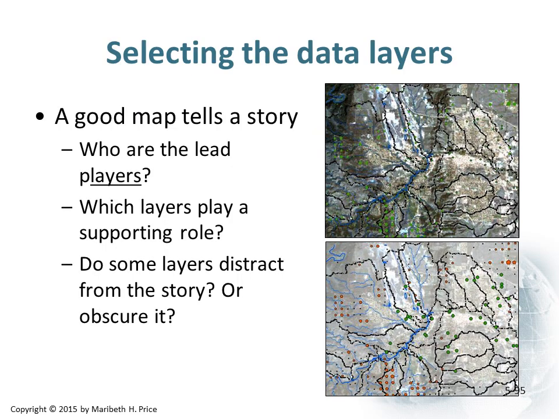Selecting, we already talked about that. Select the data layers. A good map tells a story, so you need to know who your lead players are, what the supporting roles are. Do some layers distract from your story, or do they obscure it? And so, for example, in the map above, the beautiful background map just makes it look too busy. Whereas if you turn down the intensity and make that more of a faded look to it, it doesn't interfere with the data nearly as much.